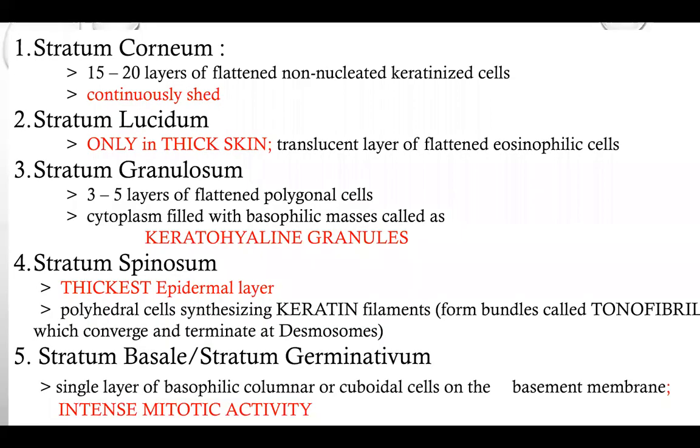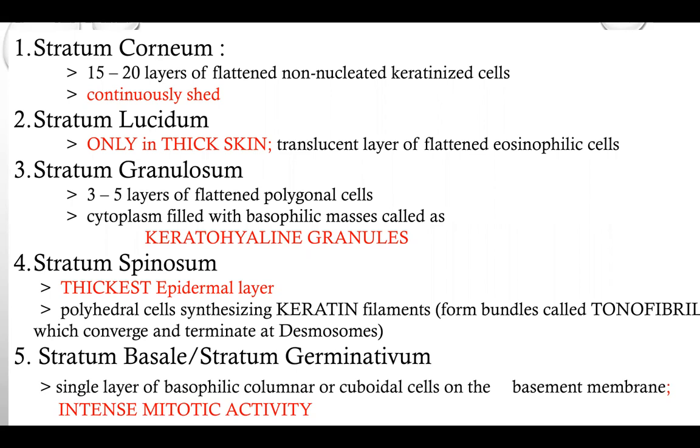As a summary, stratum corneum is described as continuously shed. It consists of 15 to 20 layers of flattened, non-nucleated keratinized cells. Stratum lucidum is only found in thick skin. This is a translucent layer of flattened eosinophilic cells containing eleidin. Stratum granulosum is 3 to 5 layers of flattened polygonal cells which contain keratohyalin granules.